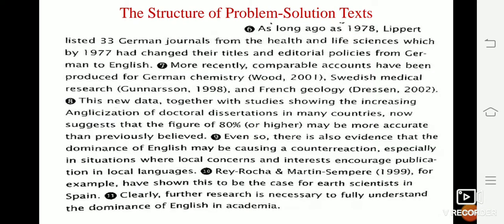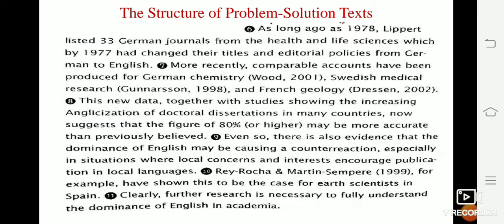Number six, as long ago as 1978, Lippert listed 33 German journals from the health and life sciences, which by 1977 had changed their titles and editorial policies from German to English. Number seven, more recently, comparable accounts have been produced for German chemistry, Swedish medical research, and French geology. Everyone, from number six, number seven, this is the solution, okay?